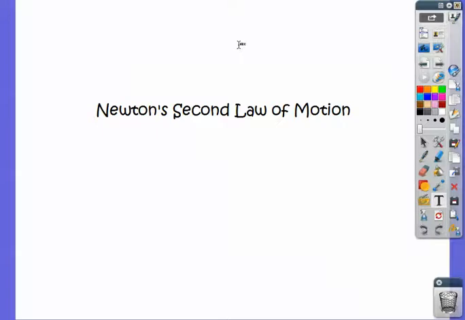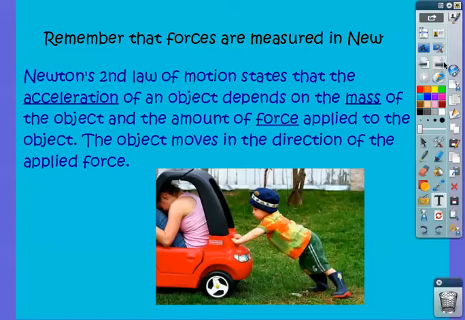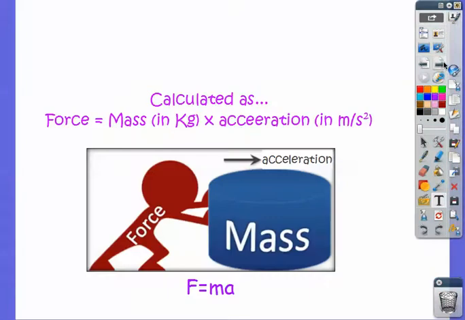Newton's second law of motion is really just a formula, but it essentially says that the acceleration of an object depends upon the mass of that object as well as the force that's applied to it. And then after the force is applied to an object, the object moves in the direction that the force is applied. We calculate this using this formula.